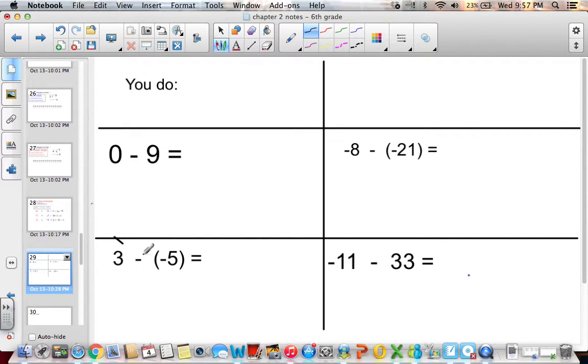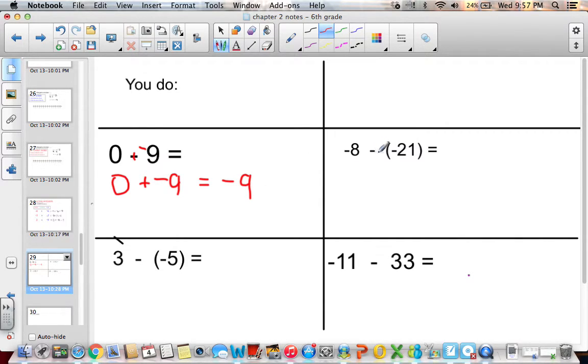I want you to pause me and try to do these 4 problems and then come back and check your work. So 0 minus 9, I'm going to rewrite as 0 plus negative 9. Sometimes I just do it right here just to make sure that I remember to do all my steps. 0 plus negative 9 equals negative 9.